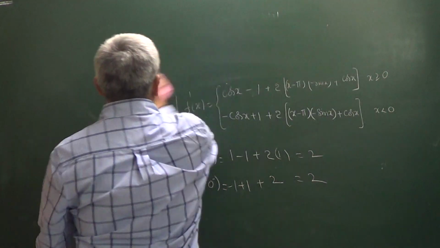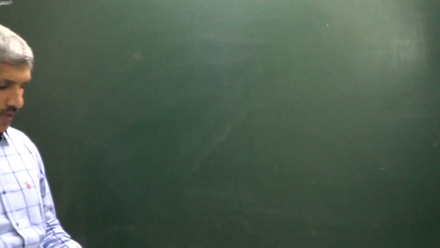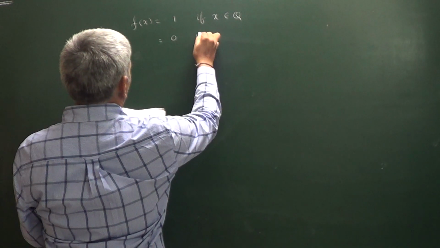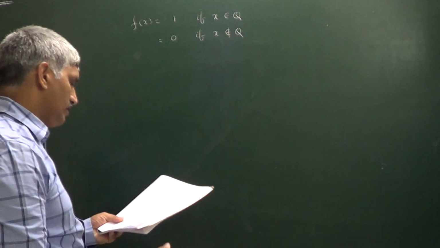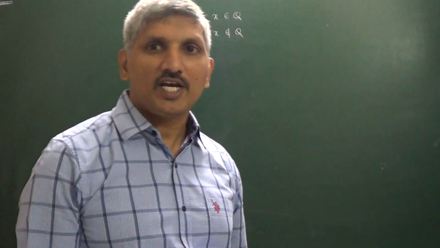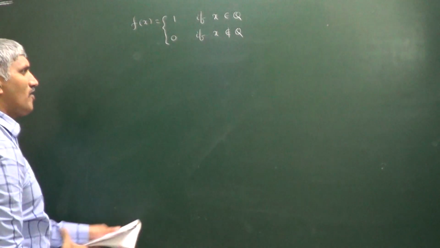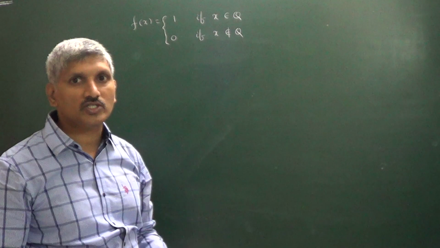Let's have a discussion of one more important point. I can say it is a very good model. So the question is given like this, last model: f of x is equal to 1 if x belongs to the rational numbers, and that is equal to 0 if x is not a rational number. Then we have to check whether the function is continuous or not. Observe here, this is the function given. F of x is equal to 1 when x is a rational number, and equal to 0 when x is not a rational number.